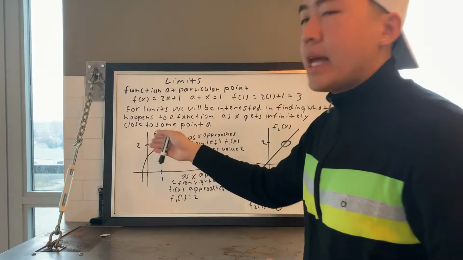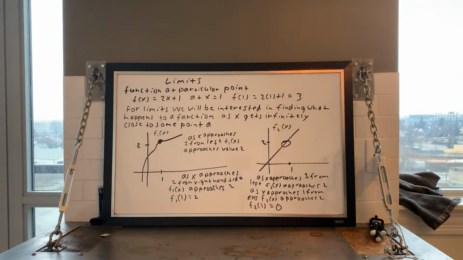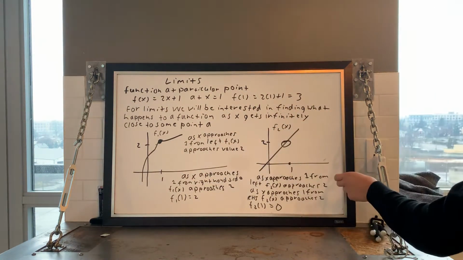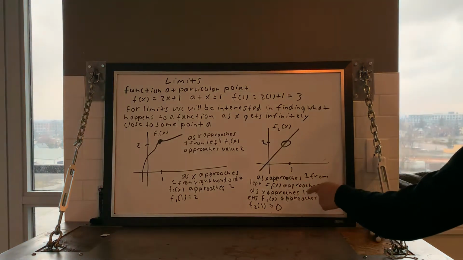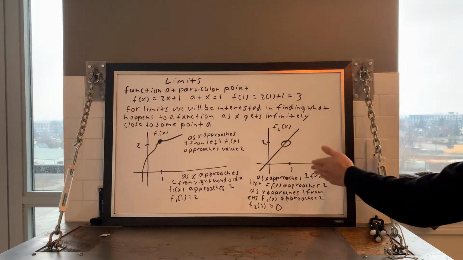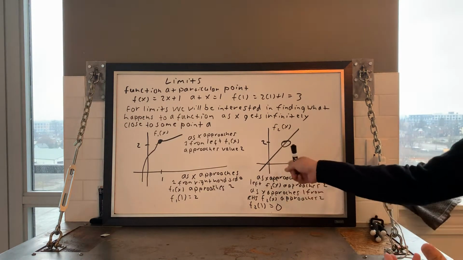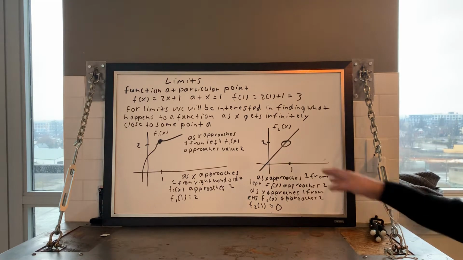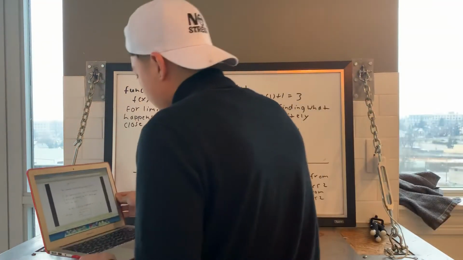So the point is at 1, 2. So this is from the right, it's from the left right there. Right here, as x approaches 1 from the left, it approaches 2. And as x approaches 1 from the right, it also is 2. But the point at f of 1 is 0. It's not going to be actually 2 because there's a hole right there. Now what I'm going to do is kind of draw out a couple more examples for you guys.